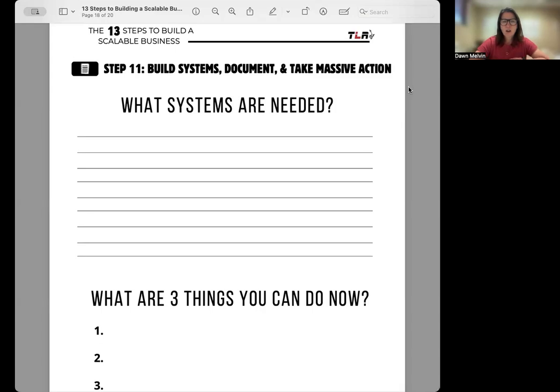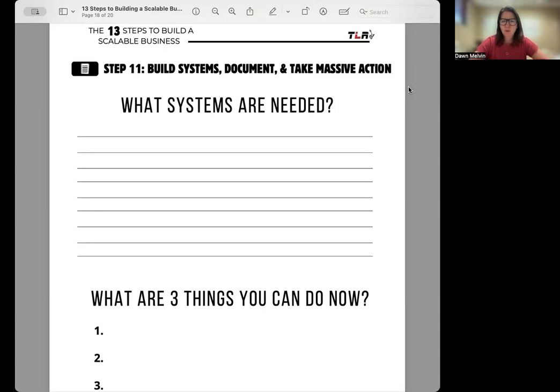We are on steps 11, 12, and 13 of the 13 steps to build a scalable business. We're on step 11, building systems, document, and take massive action. So, what exactly does this mean?